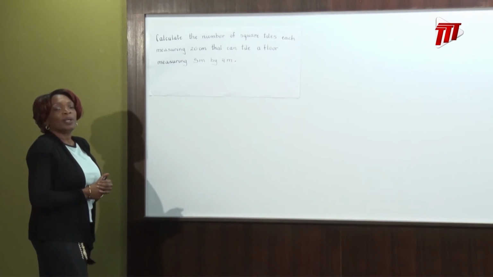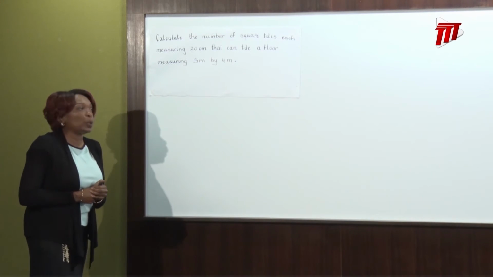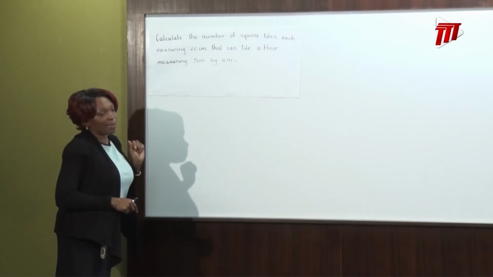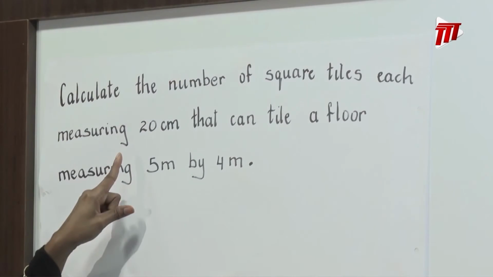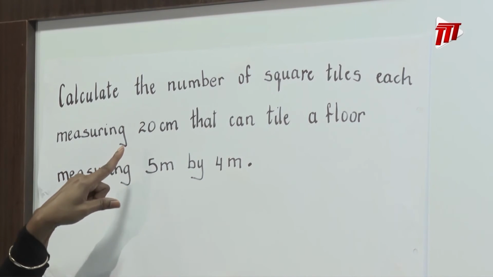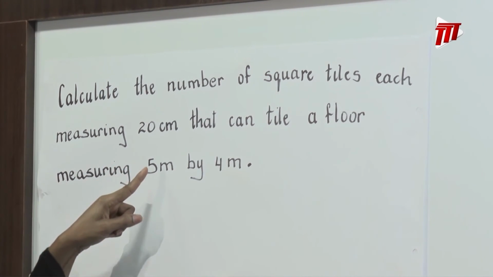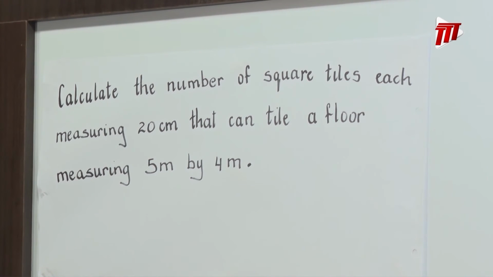All right, let's start with what we know. We know that the dimensions of the floor are 5 meters by 4 meters. We're going to pull out that. All right, but notice something. We have the measurement of a tile is 20 centimeters. We're going to do something there because we have two different units. Are you seeing that, children?